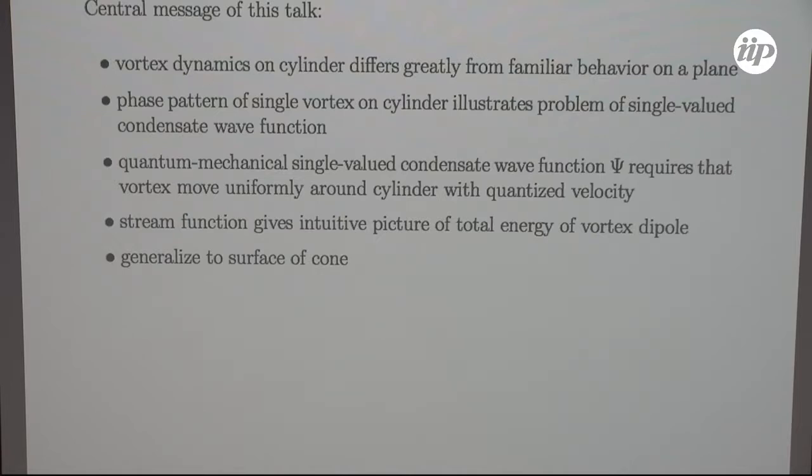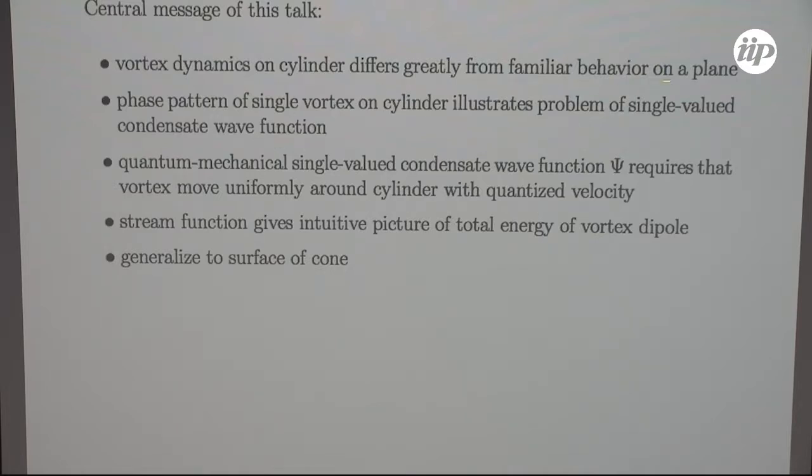So this is the message. The behavior on a cylinder differs greatly from a plane. People had looked at the energy on curved surfaces, but to my knowledge, nobody's ever looked at the dynamics, which is actually very interesting. Namely, how does the vortex move on a curved surface?